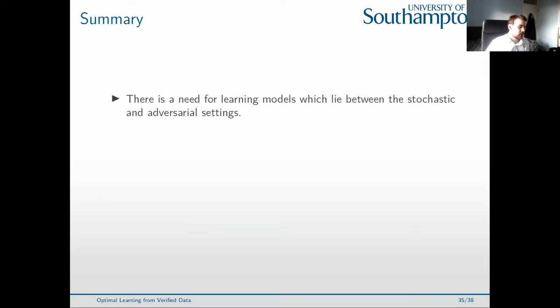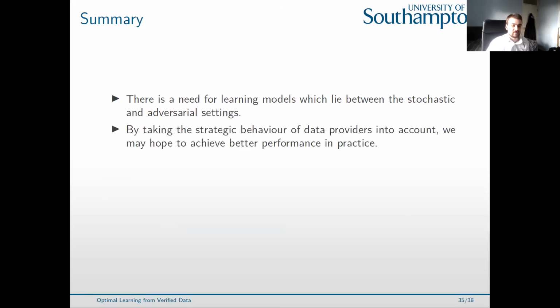So I think I'll finish there. But I'll summarize by saying that there's really a need for learning models which lie between the stochastic and adversarial settings. And it's really important, I think, in practice that we find these, because strategic behavior is so much more nuanced in practice. And if we take the strategic behavior into account, we now observed empirically that we can perform much better. So we should be doing this.